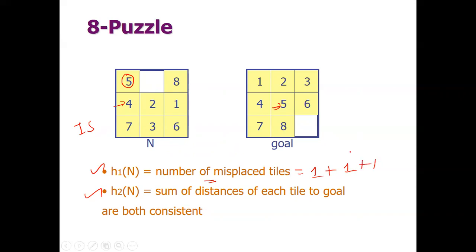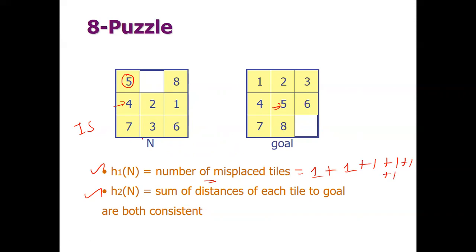So it is misplaced. Is 1 misplaced? Yes, 1 is supposed to be here, but it is here. Okay. Is 7 misplaced? No, 7 is not misplaced. It is in its correct position. Okay. Is 3 misplaced? Yes, 3 is misplaced. Okay. Is 6 misplaced? Yes, 6 is misplaced.